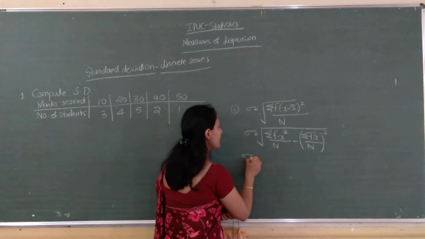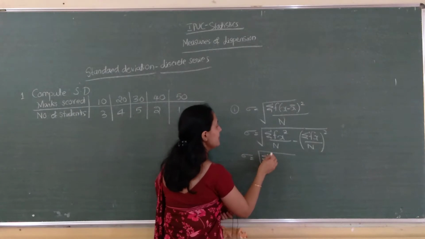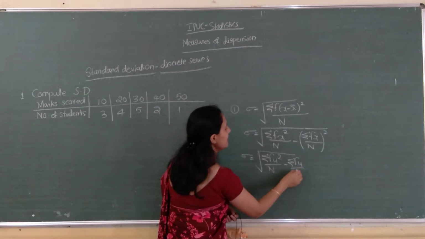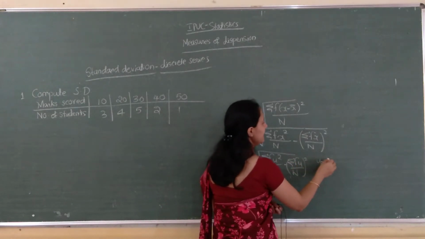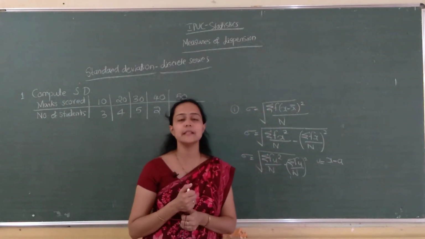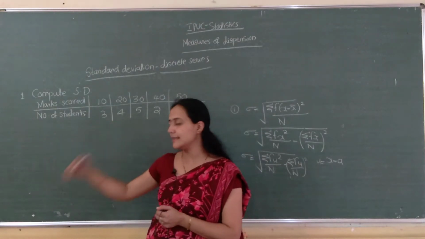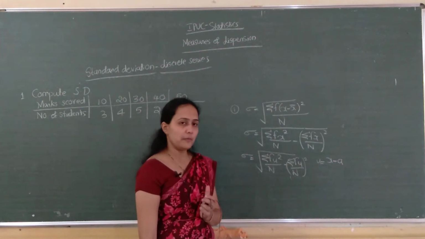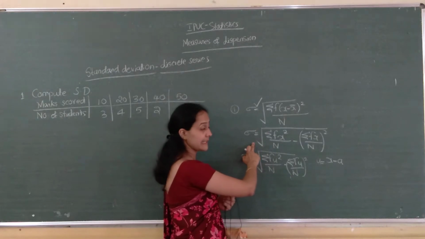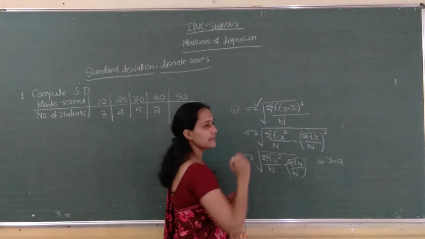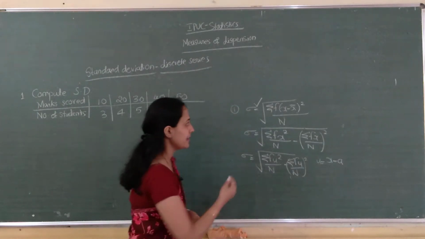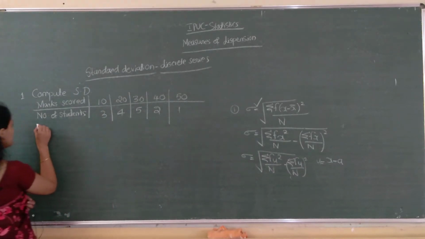Then the deviation method formula is the square root of sigma f u square by N minus (sigma f u by N) the whole square, where u equals x minus a. Here x means not midpoints but the marks scored. Any formula can be used. I will use the first one first, the second method with the second formula, and the third also we can do. U can be replaced by D, the deviation.